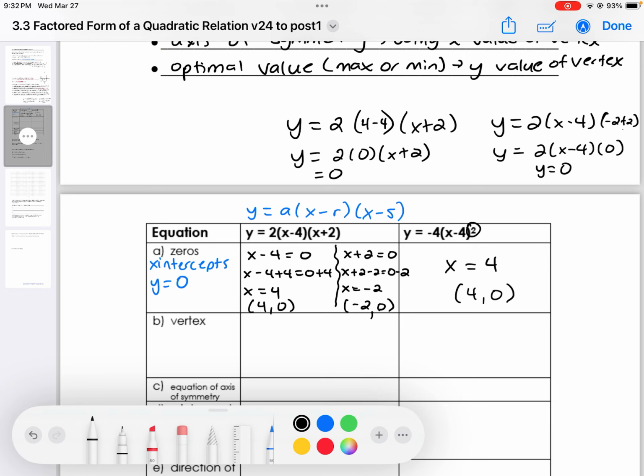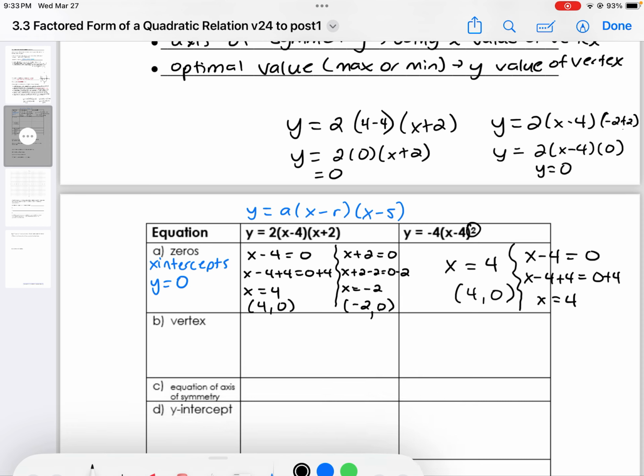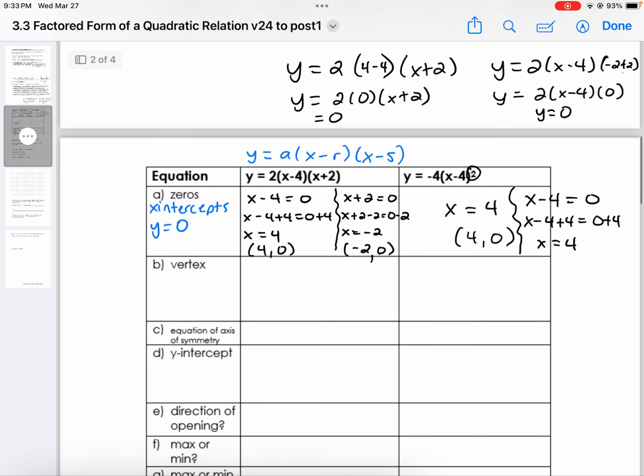I could have done the same thing over here. x minus 4 equals 0. I have to bring the 4 over and change its sign. So I'm going to get positive 4. Okay? So some people will like to think of it using this algebraic method. Some people will just memorize or do enough homework to recognize when you have something inside the brackets, you're going to change its sign. Okay?